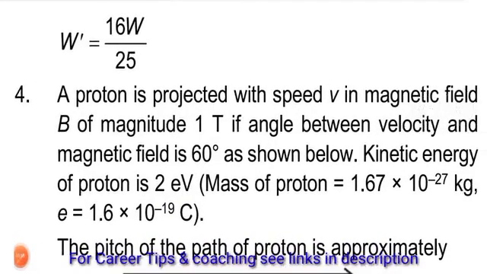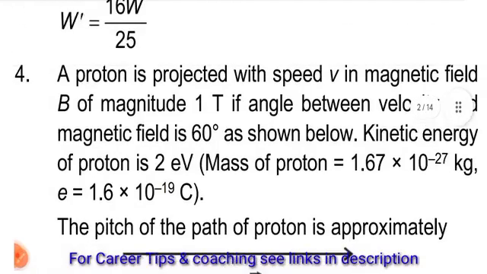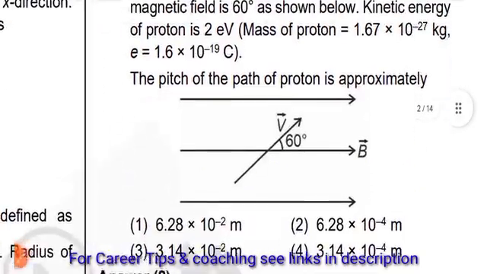And you see, a proton is projected with the speed v in a magnetic field of magnitude 1 Tesla. The angle between the velocity and the magnetic field is 60 degrees as shown in the figure, the kinetic energy of the proton is 2 electron volts, and the mass of the proton and the charge of the electron are given. The pitch of the path of the proton is asked, approximately.